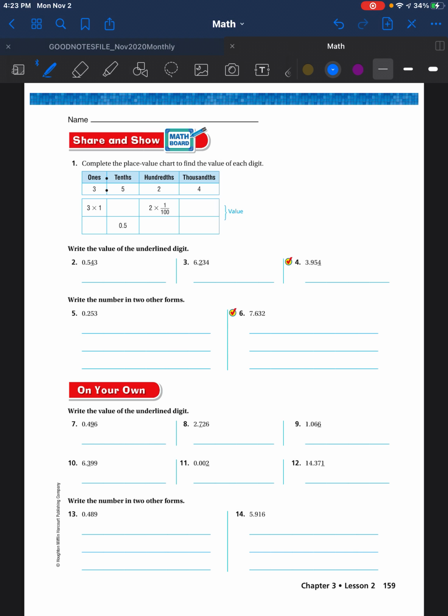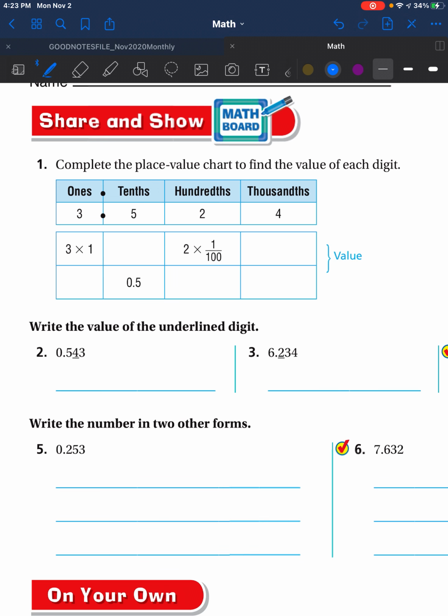All right, let's do a little practice on here before I leave you with your homework, because your homework looks pretty similar to this page. Right here it says complete the place value chart to find the value of each digit. It has a number in standard form across the top. The next thing we need to do is finish up the expanded form right here.